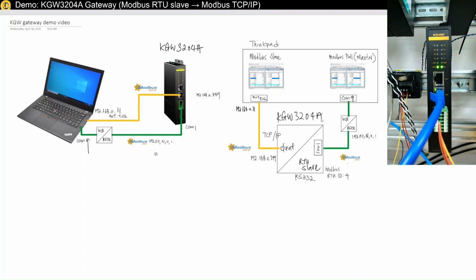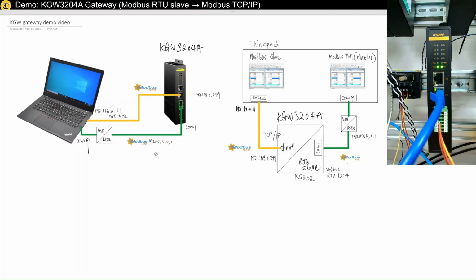This is my physical layout, and this is the schematic drawing. So I have a laptop connecting to this KGW3204A. There's an Ethernet connection over here, the yellow cable, and there's this serial communication connection over here.